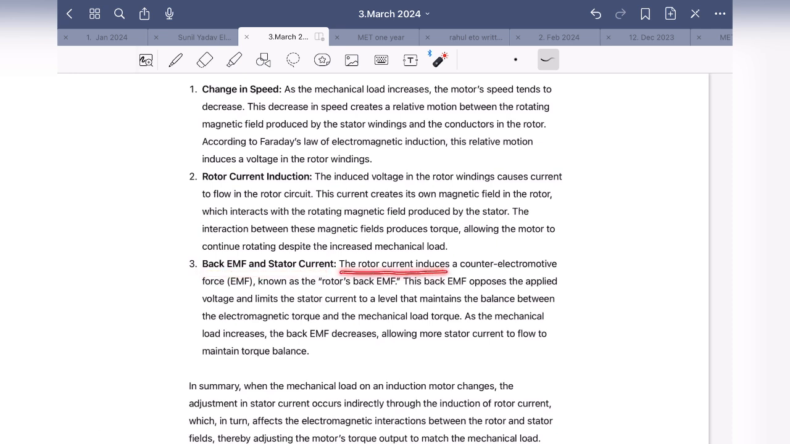The rotor current induces a counter electromotive force known as the rotor's back EMF. This back EMF opposes the applied voltage and limits the stator current to a level that maintains the balance between electromagnetic torque and mechanical load torque. As the mechanical load increases, the back EMF decreases, allowing more stator current to flow to maintain torque balance.